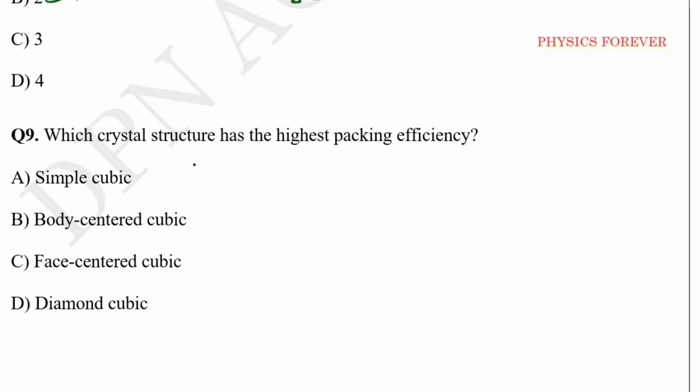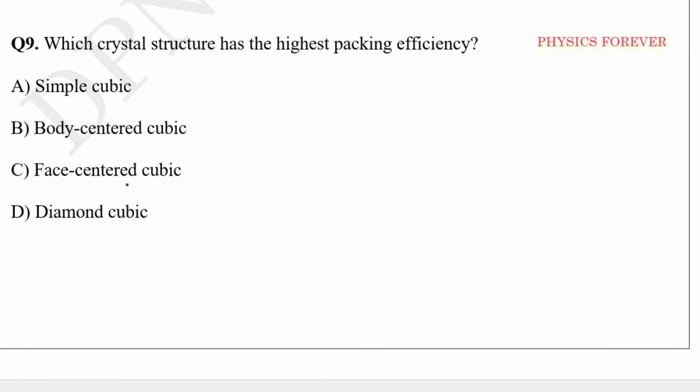Then question number 9: which crystal system has the highest packing efficiency? Important. The highest packing fraction is the face centered cubic. So this is a repeated question. FCC has the highest packing efficiency. How much? 74%. Simple cubic is 52, BCC is 68, and FCC and HCP are 74. So you have to remember that.